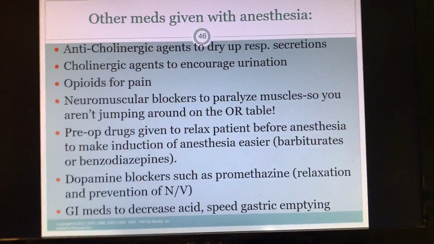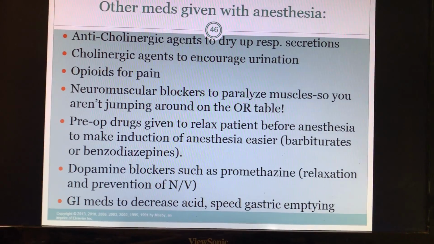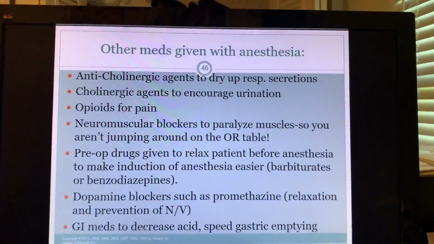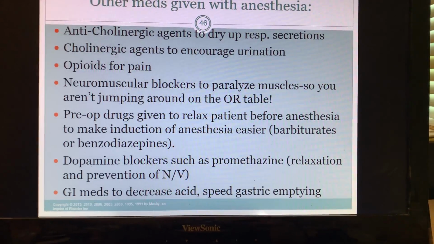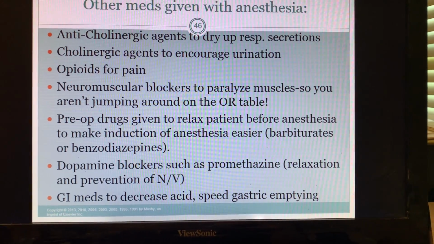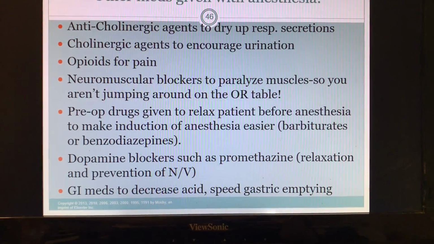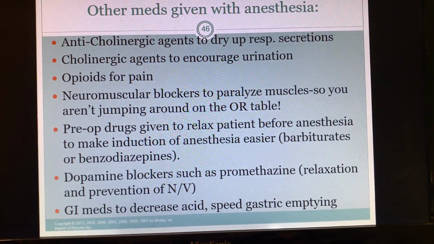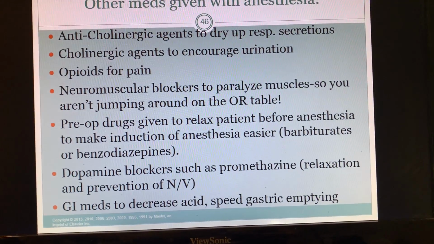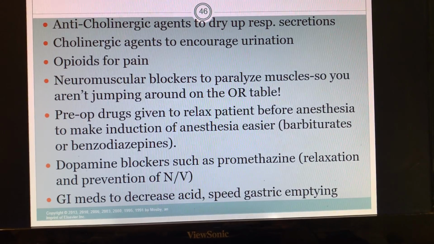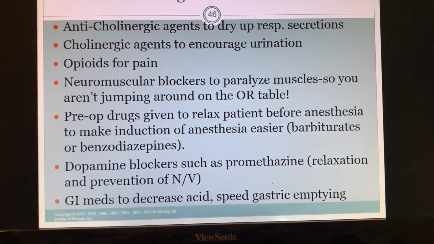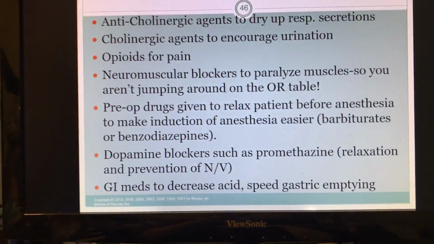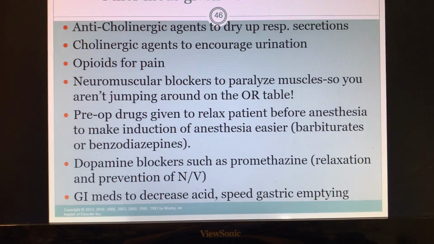Many times opioids are going to be given, even though the person is asleep. You can still have a sensation of pain while sleeping, so they'll give opioids to relieve pain. Neuromuscular blockers paralyze the muscles so that you don't have certain parts of your body twitching. Also, if they're doing an abdominal surgery, they don't want the peristalsis to be going along. They don't want that GI tract doing those involuntary movements. They want it quiet so they can do what they need to do.